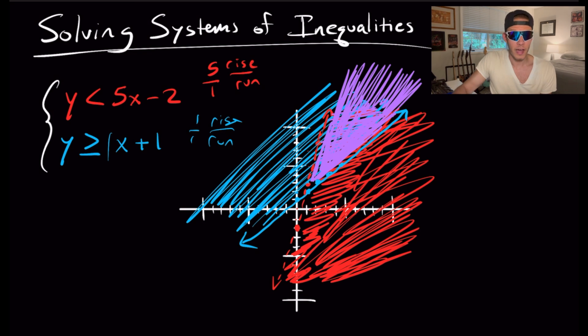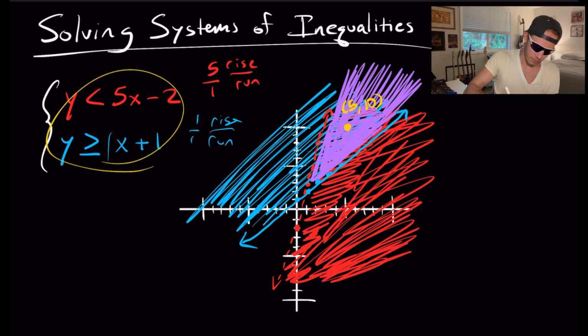Take the point 5, 10, for example. So that's going to be like right about there, 5, 10. So since this is in that purple region where both of those shadings intersected, this should satisfy both of these inequalities over here.